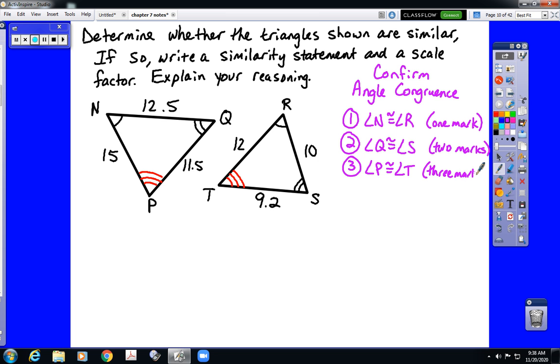Now, we don't really need that third set of marks. That's why they're in red. Because in theory, if we know two sets, then the third angle theorem would allow us to state that the third angle is congruent. So that has confirmed angle congruence. Okay. Now, the other thing we have to do is confirm that the sides are proportional.